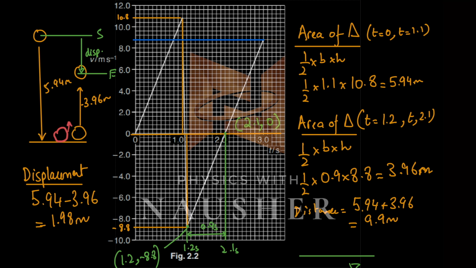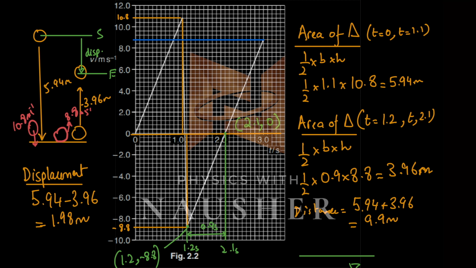And why is the speed less? As in, when it goes back up, its speed is 8.8 meters per second, but when it was coming down, just before hitting the ground, its speed was 10.8 meters per second. Maybe it lost some energy on collision. The collision is inelastic. So it starts from 8.8 meters per second and starts to go up, up, and up.